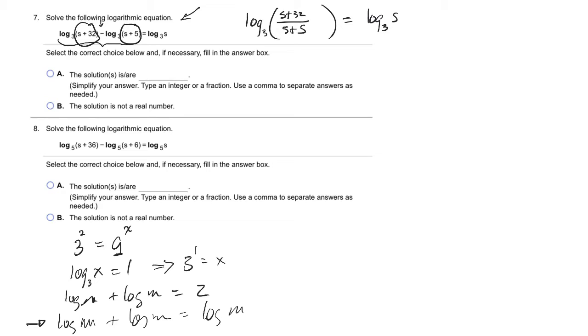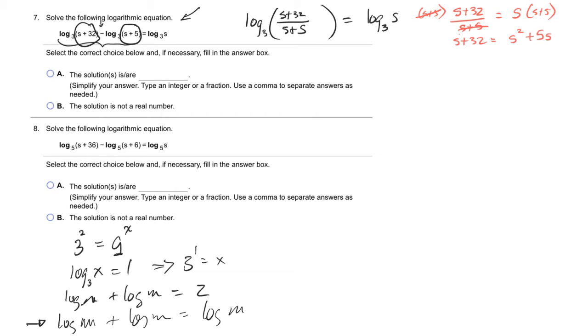Now that I have 1 log on one side and log on the other side, I can use the property of logarithmic equalities and basically drop the logs. So the equation would be s plus 32 over s plus 5 is equal to s. And then solve that equation from there. So I'll multiply both sides by s plus 5. So these cancel. So I'd have s plus 32 is equal to s squared plus 5s.